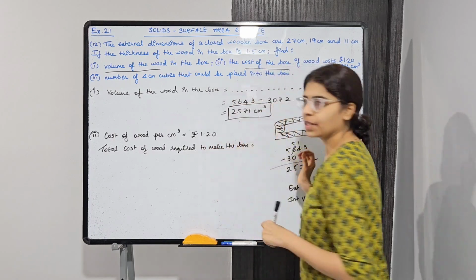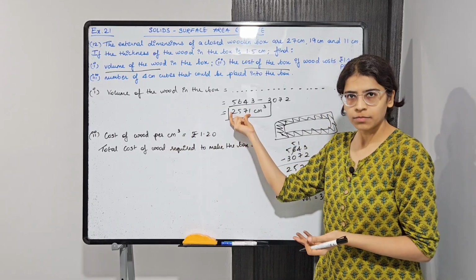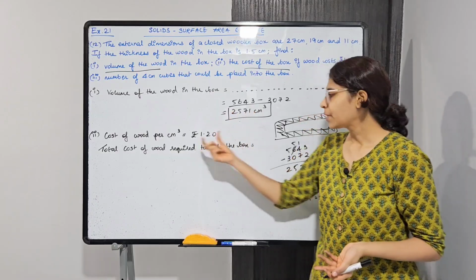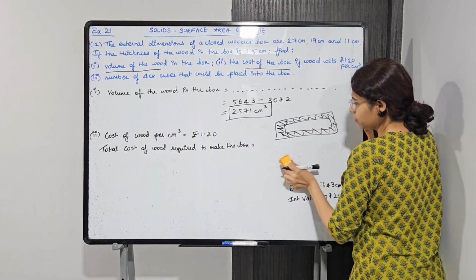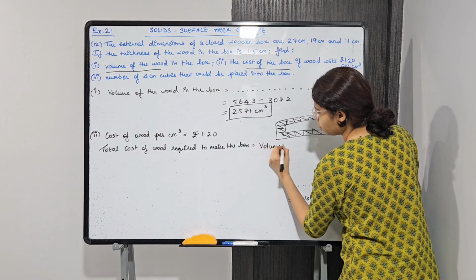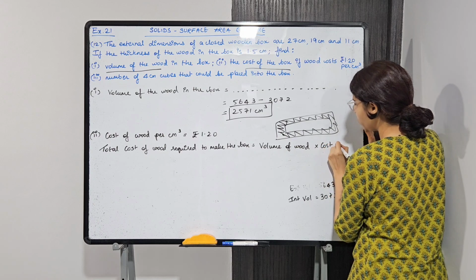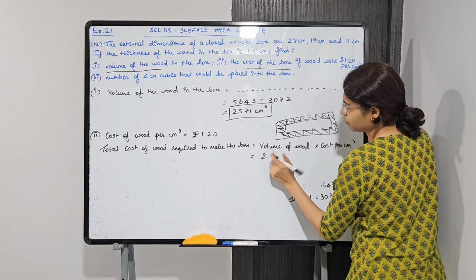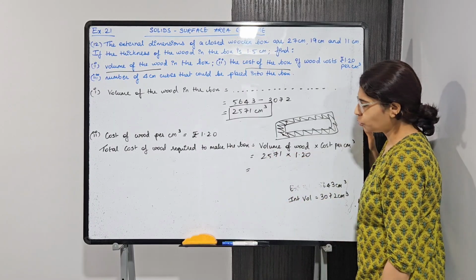क्या हो जाएगा? It will be the cost of the wood per cubic centimeter into the volume of the wood, right? इतना volume का कितना cost होगा? It will be the volume into the cost. So write down, it is volume of the wood into cost per cubic centimeter. Volume is 2571. Cost is 1.20. So let's find out.